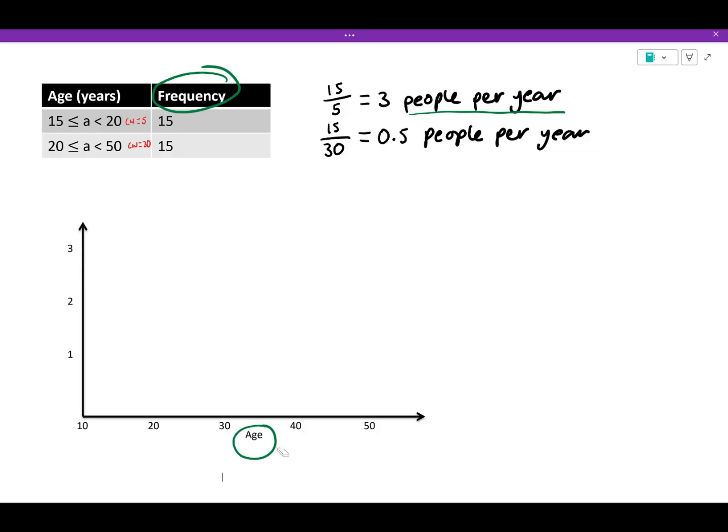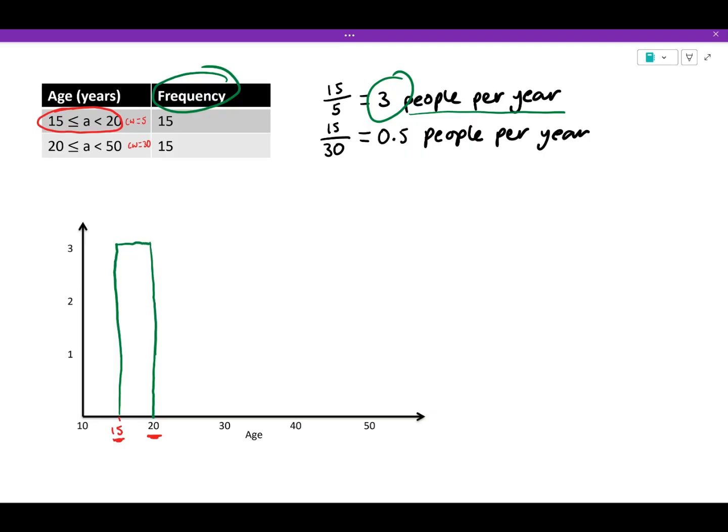So if we consider my first bar here, it should be going from 15 to 20. So I'm going to identify 15, which is here, and then 20 is over here. Let's try and draw my bar, and the height of my bar is going to be 3, because we have 3 people per year in this class. So from 15, I'm going to go upwards until I hit 3, and then we're going to go across that height, and then down to the 20 on our x-axis like that. So that's my first bar drawn.